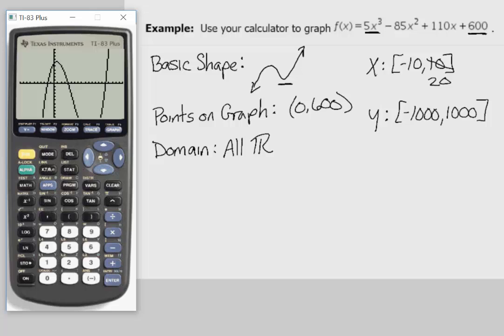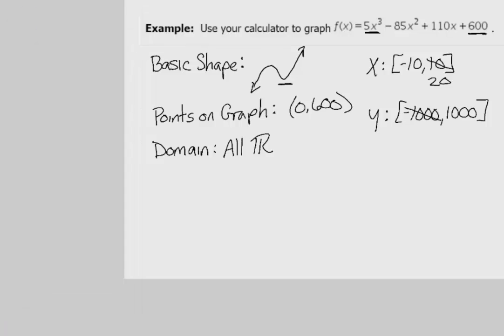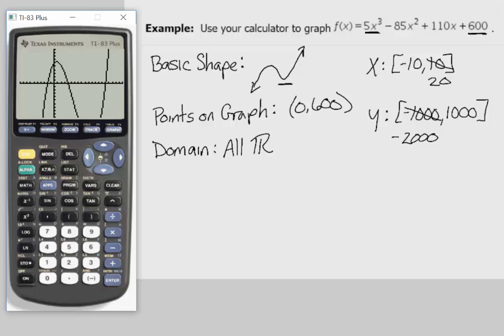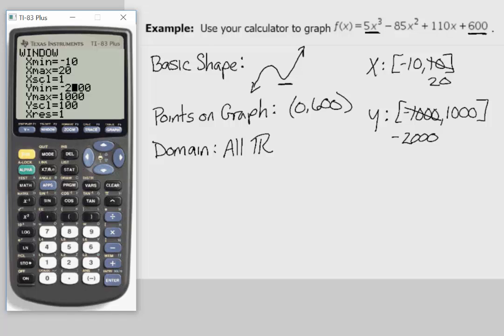So we need to make the y value lower. So maybe we change our minimum y value to -2,000 now. So we'll go back to the calculator and change the window and make the y minimum -2,000. Graph it. So we get a very nice graph of our function f of x.